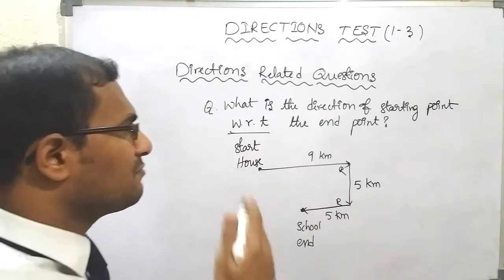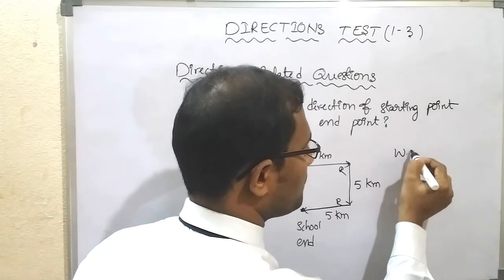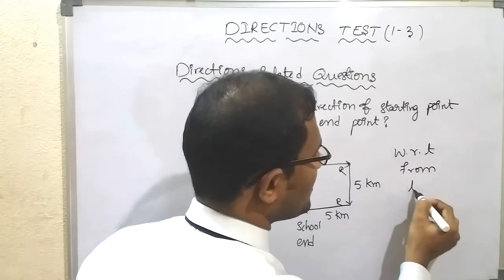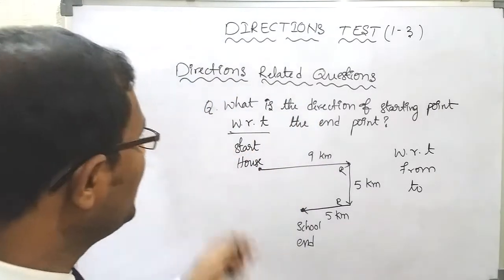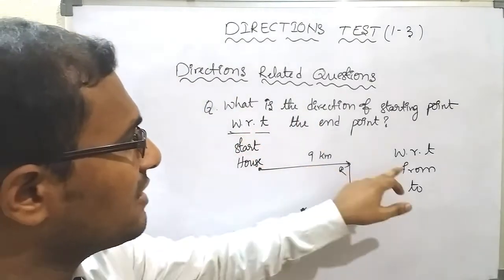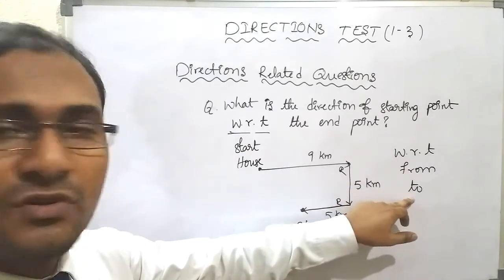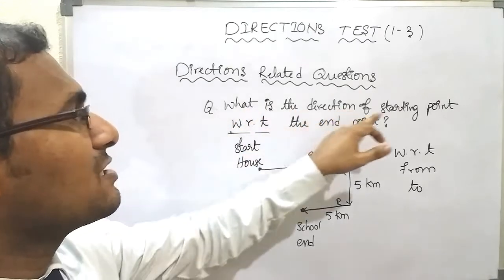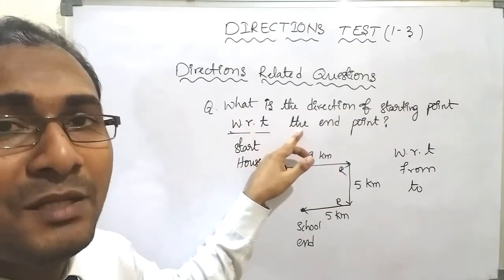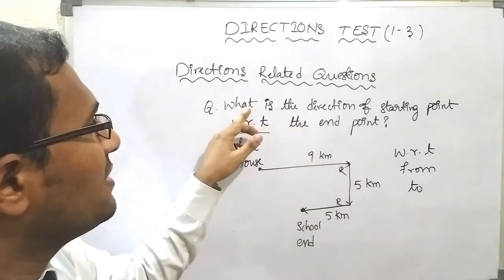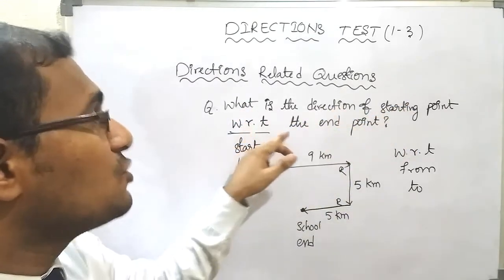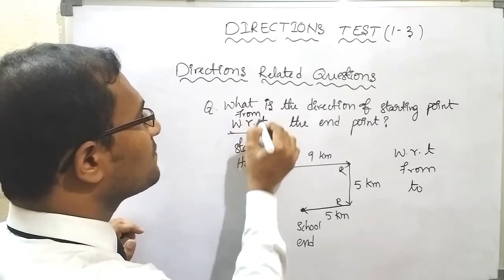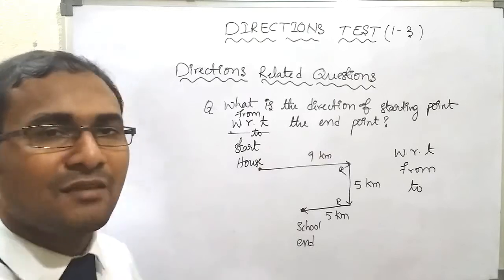With respect to. Sometimes they may give you from, sometimes they may give you to. What does it mean? In place of with respect to, they can give you from also, or to also. So they are going to give you a question in this way: what is the direction of the starting point from the end point? Otherwise, what is the direction of the starting point to the end point? So here from can be given, otherwise to can be given.